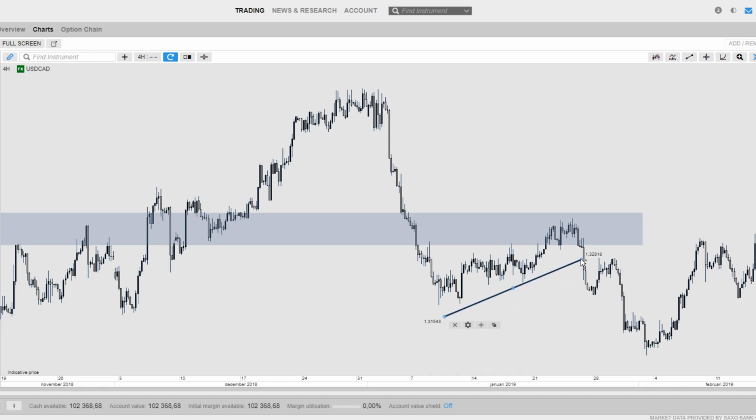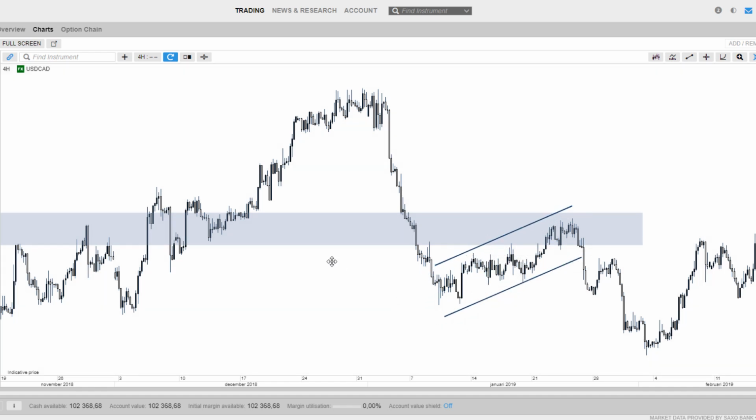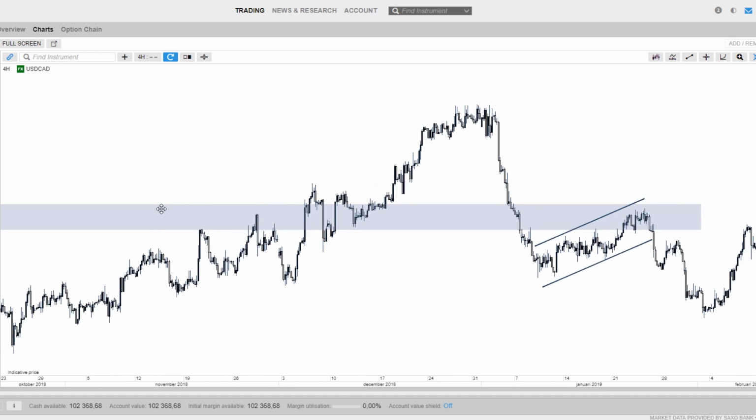It's followed by a corrective structure right back into this long-term resistance zone. Resistance because it didn't hold as support, thus it should be a role reversal level. It should hold as resistance this time around. And as you can see, exactly this happened.